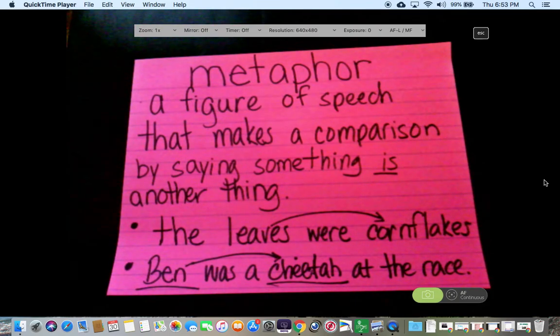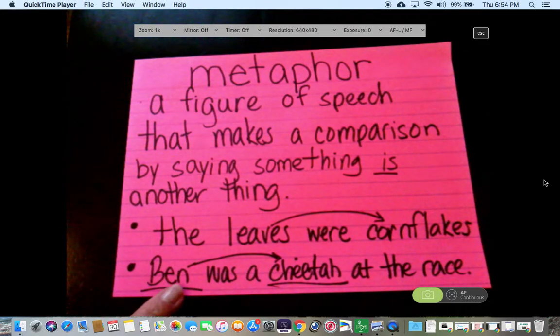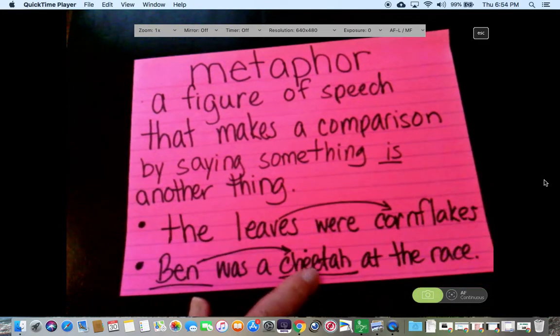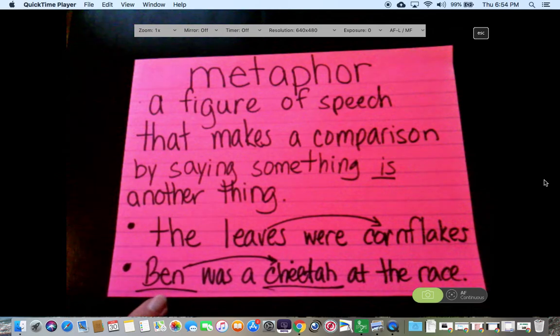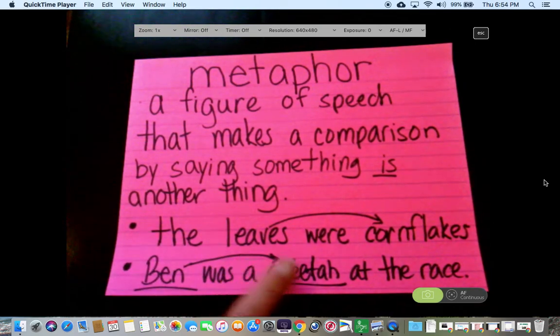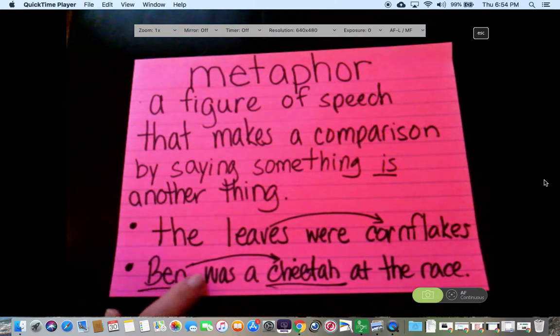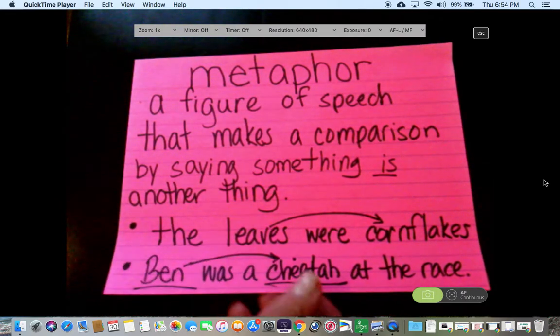And they're falling off the tree, and they're really dry and dead and kind of crunchy. And then this one here, Ben was a cheetah at the race. So instead of using the word like or as, we're putting a sentence, Ben was a cheetah at the race, to let the reader know that this kid Ben was very fast.